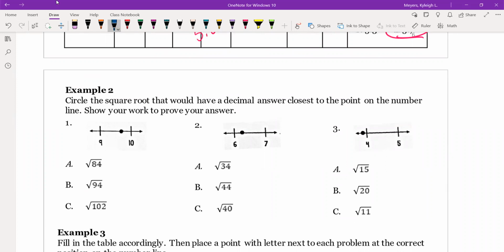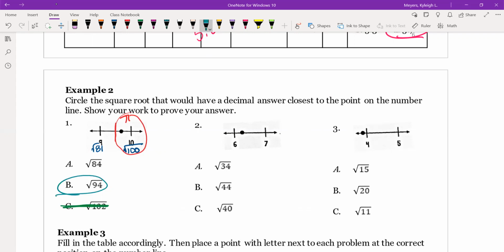So 9, the square root that equals 9 is 81, and the square root that equals 10 is 100. So we have to look at this number line. Here's the halfway root. Is it above or below the halfway root? It's above the halfway root, so it should be closer to 100. So we can do process of elimination here. C is above 100, so it can't be that. A is closer to 81, so that means it's B.